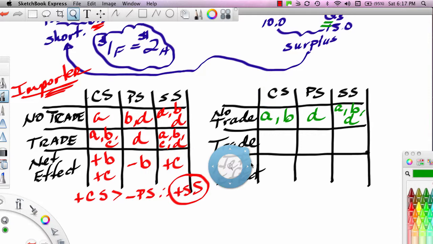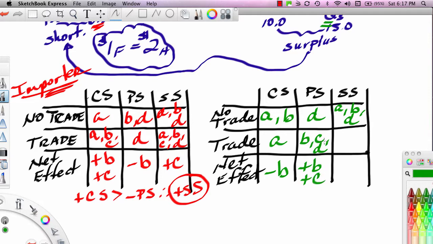And what are consumers going to get? What are consumers getting? Consumers are only getting what? Consumers are only getting area A after trade. So they lose area B. Producers, on the other hand, are getting B, C, and D, which means they're gaining B and gaining C. Society ends up with the sum of that, so A, B, C, and D. Society ends up gaining area C.